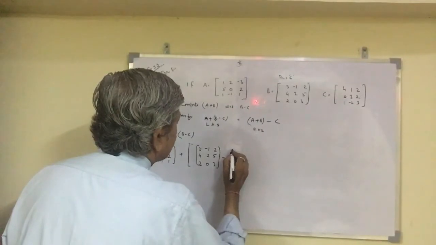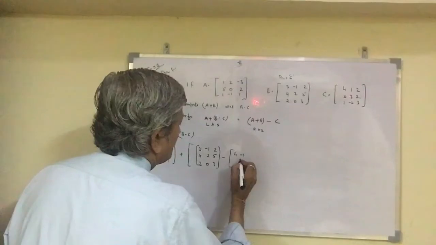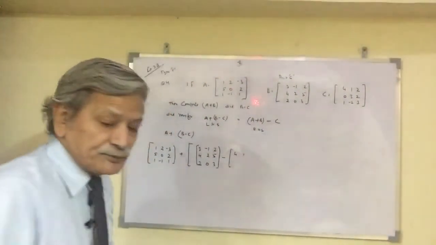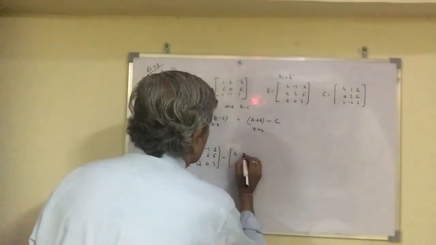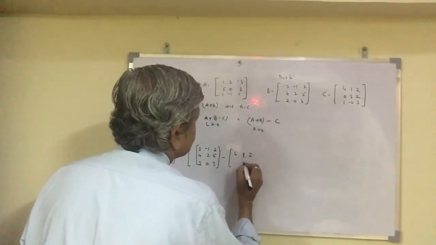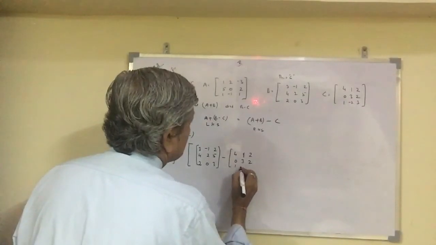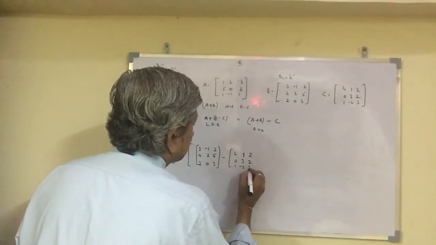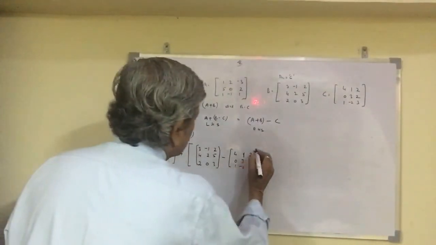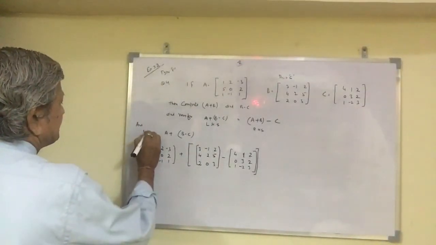C is our part, 4, 1, 2, 0, 3, 2, 1, -2 and 3. Now I will close it. This is our left hand side, LHS.